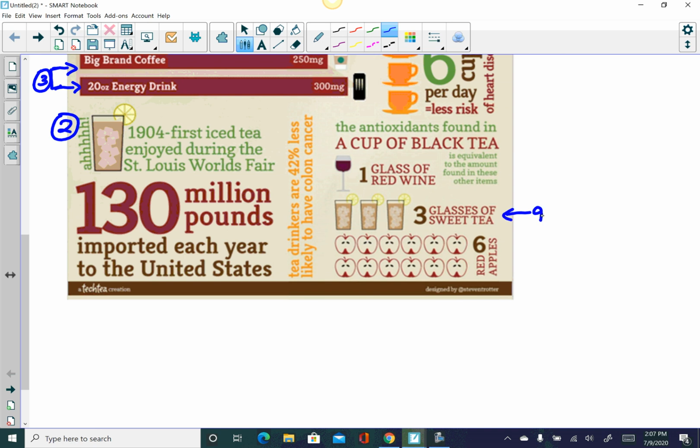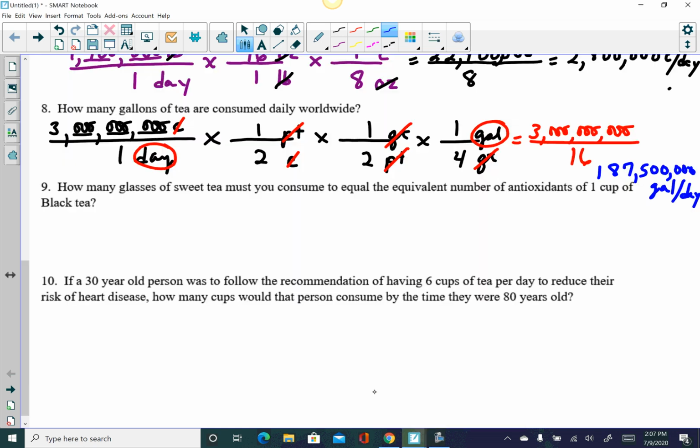So we don't have to do any work. Just go back here. All that we need is 3 glasses. 3 glasses of sweet tea.